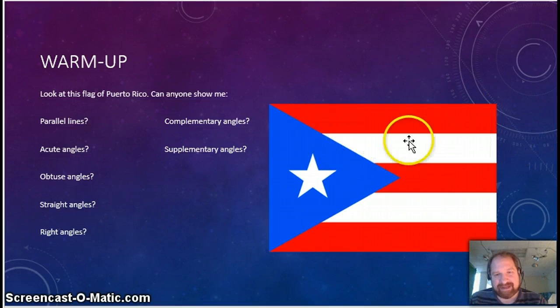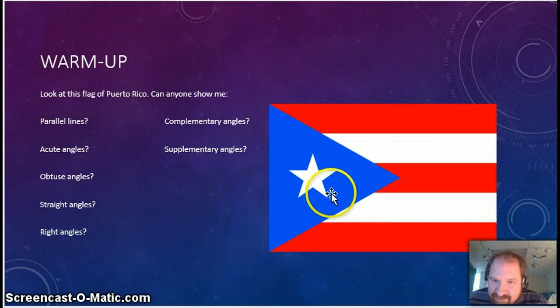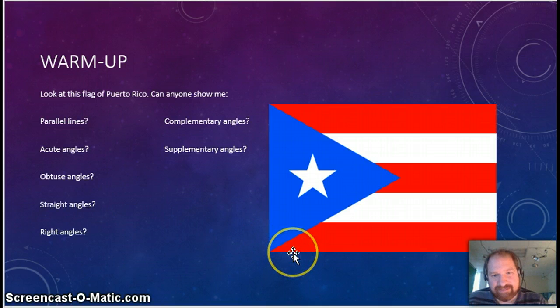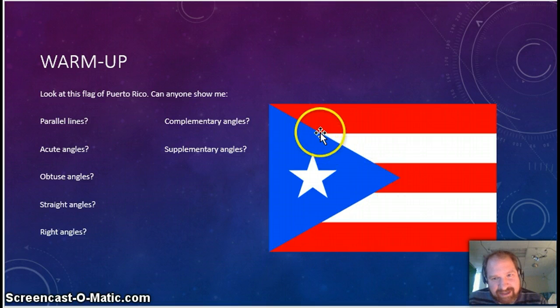Complementary angles, we add them up to make 90 degrees. I'll put on a slide with this information. So let's see where we would have that here in Puerto Rico's flag. Do we have one on the star? Actually, no, right here, this would be it, right in the corner where the blue meets the red. Complementary angles. Supplementary angles, we add them up to 180.